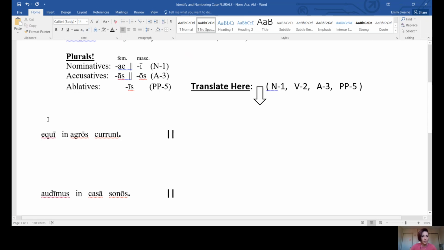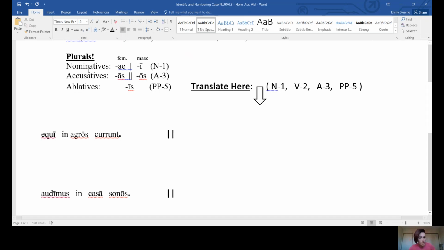Okay, so equi. Look, we're going to find, so our ending is a long I. So what I'm going to do is go up here. If you don't know your plurals already, honestly, it will behoove you, or it will benefit you to, before you do this worksheet, actually spend some time studying these endings. You can also study them on a Quizlet.